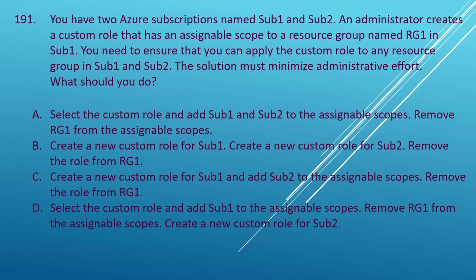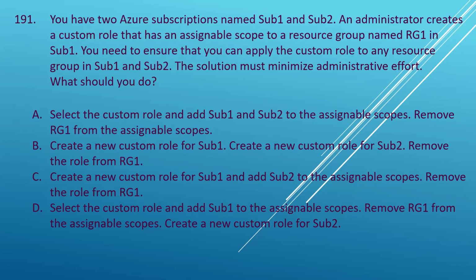This is question number 191 of the series, friends. You have 2 Azure subscriptions named Sub1 and Sub2. An administrator creates a custom role that has an assignable scope to a resource group named RG1 in Sub1. You need to ensure that you can apply the custom role to any resource group in Sub1 and Sub2. The solution must minimize administrative effort.